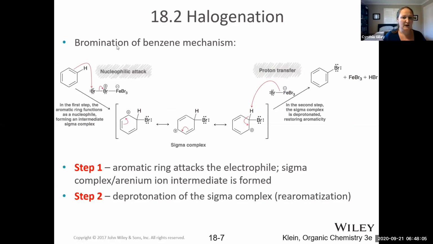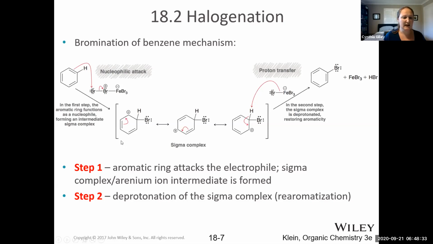Okay, so instead of using Br plus, notice the active electrophile used in this mechanism is the complex, and that's okay. You could have the aromatic ring pi bond functioning as a nucleophile to attack Br plus or to attack the bromine in the complex with simultaneous loss of a leaving group. Either way, you get the same intermediate. So it doesn't really matter how you draw that first step.